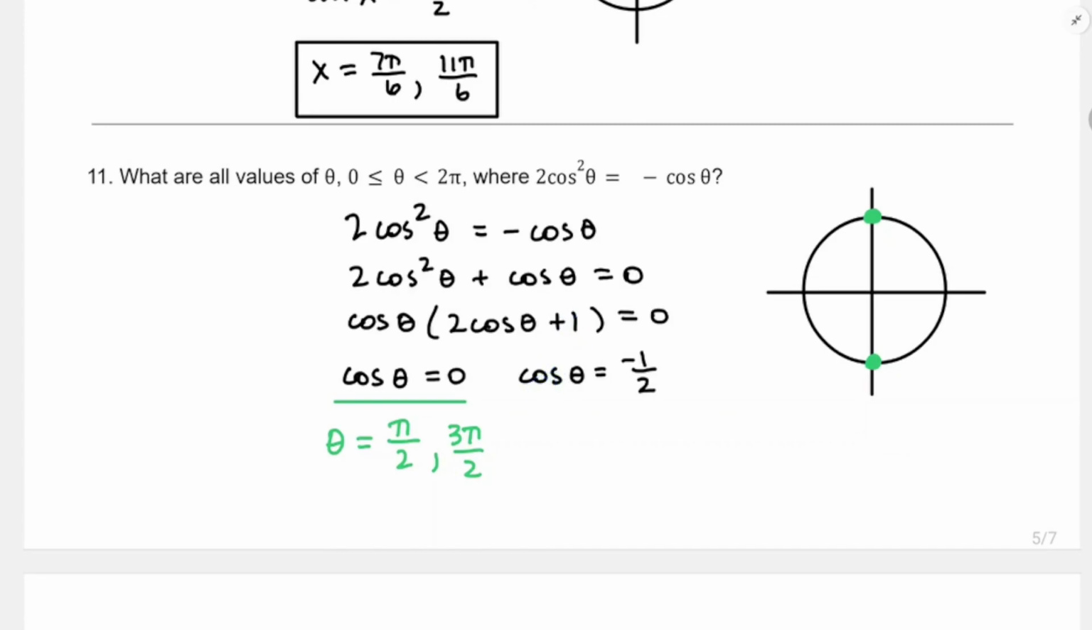Now, you think about where cosine is negative 1/2, and that's not very far over to like the first stop on the unit circle to the left of the y-axis. So that would be 2 pi over 3. And also 4 pi over 3.